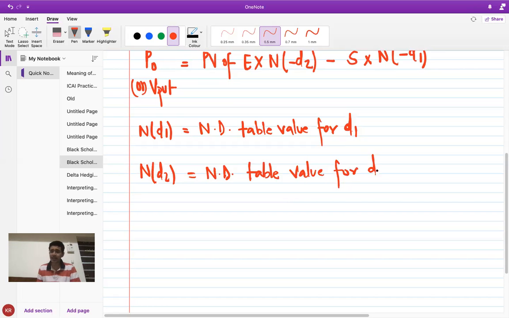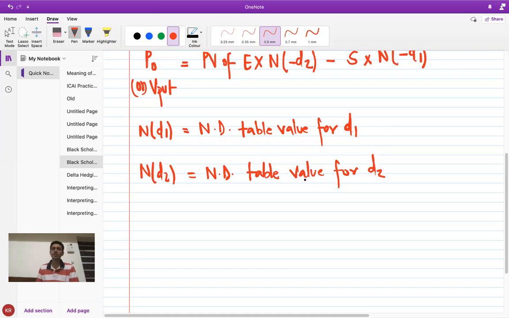Okay, ND1 and ND2 actually have meanings. I will give you the meaning of ND1 and ND2 after I'm done with all the formula, after we actually finish solving the sum that we had in our hand. After that, I will tell you the meaning of ND1 and ND2 also. Okay. So ND1 is normal distribution table value for D1.